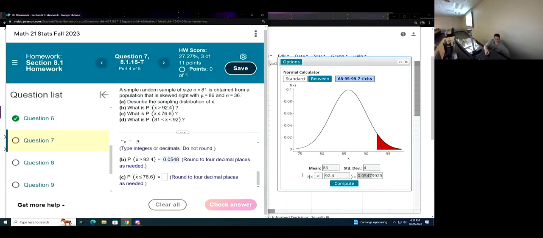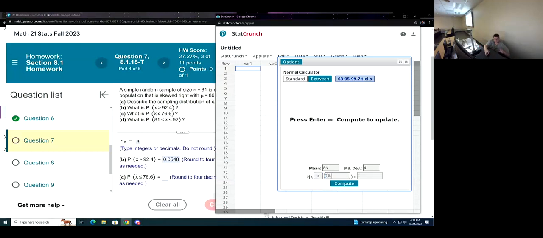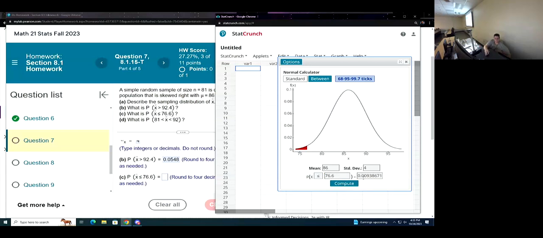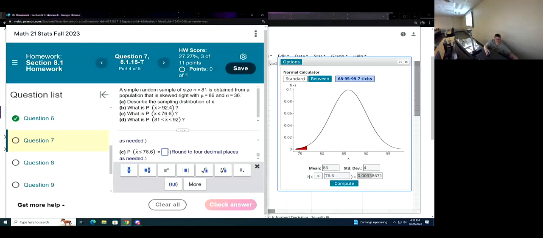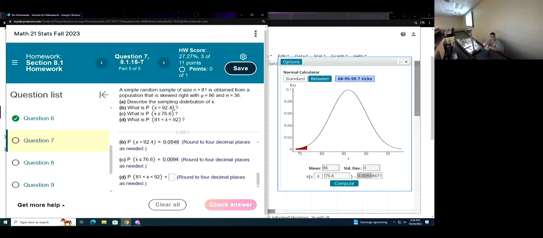Now we need less than 76.6. Change it over to less than. Four decimal places, it looks like I got to round up again. So I'll write these values in on the paper.